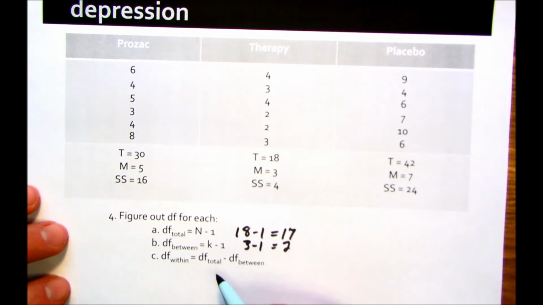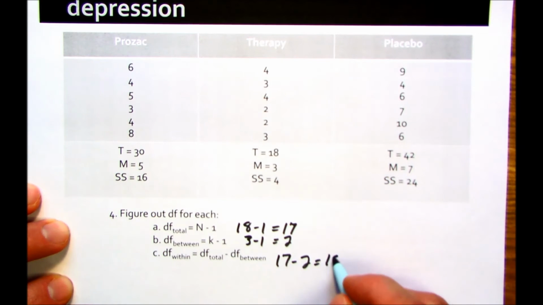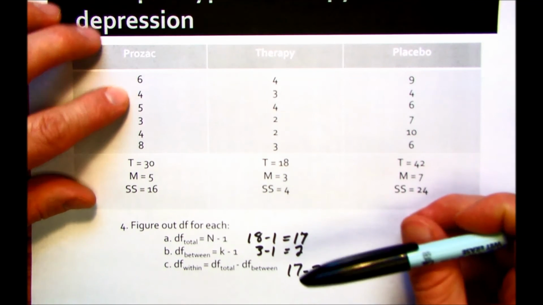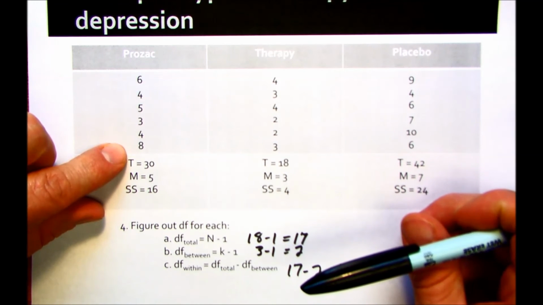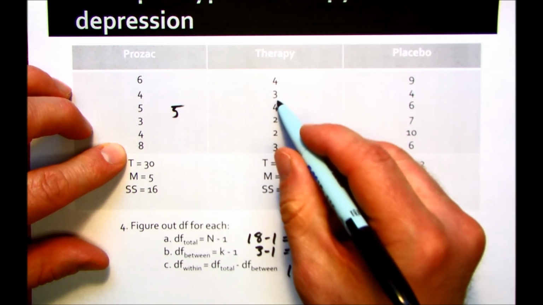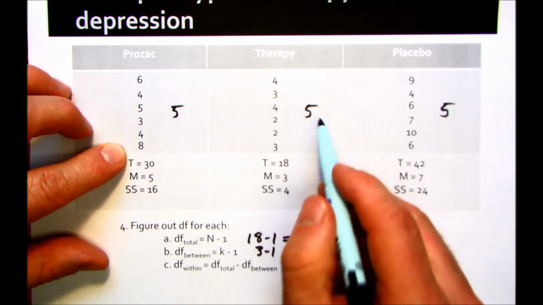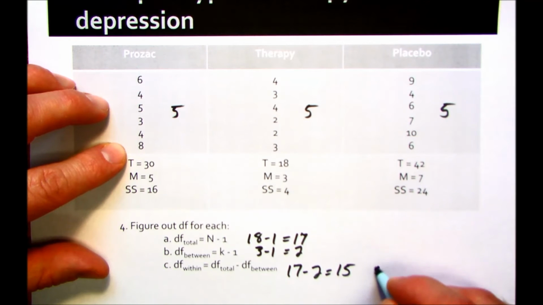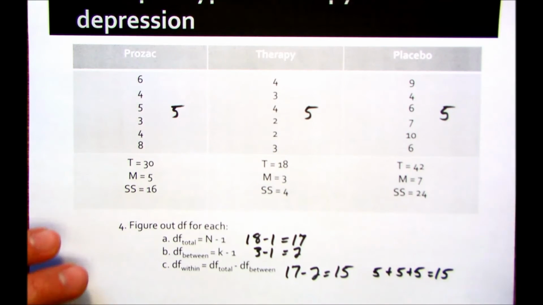And then for our degrees of freedom within, there's 2 ways we can figure it out. We can either take the total minus the between, which would give us 15. The other way is, for each of these groups, we've got 6 subjects, and we figure out the degrees of freedom in each group. 6 subjects minus 1 gives us 5. 6 subjects minus 1 gives us 5. We're figuring out the degrees of freedom within each category. 5 plus 5 plus 5 is 15. Okay? We get the same answer either way. So we've got our degrees of freedom now.